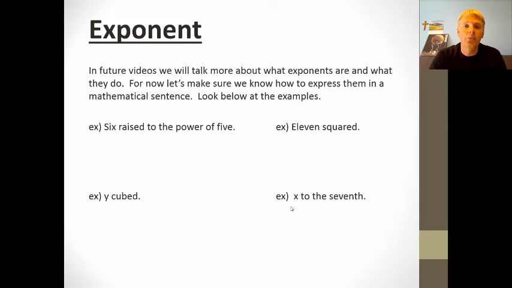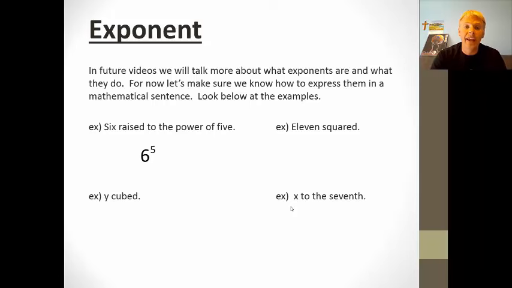So if we have 6 raised to the power of 5, that's telling us that we have a 6 with an exponent of 5. 6 is the base, so it's going to be bigger. It's kind of on the bottom. It's a base. And our exponent is going to be written smaller up and to the right of the base there.